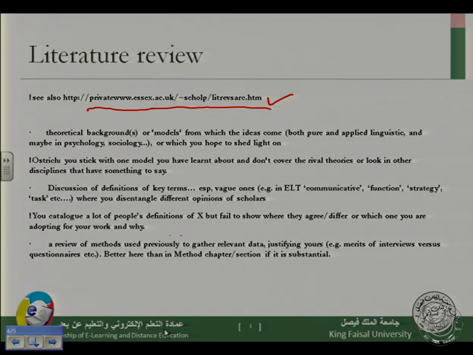So I hope I gave you some good background about how to write a literature review. Next lectures we will continue the next chapters, inshallah. Thank you for listening, and wish you all the best.